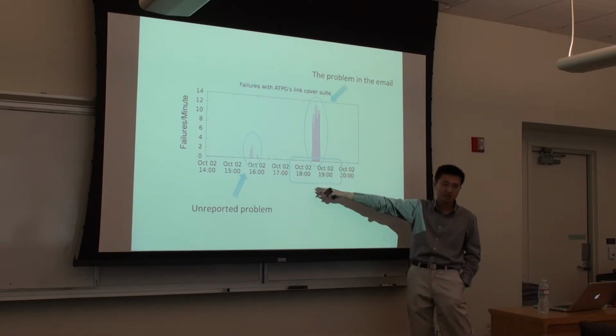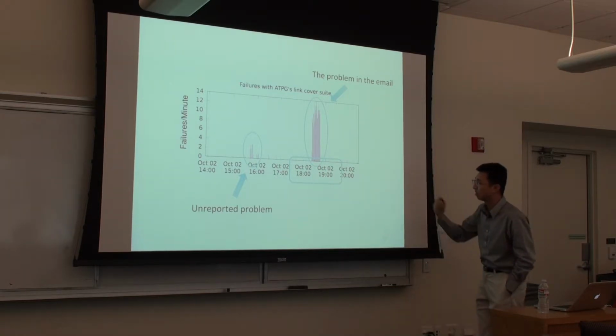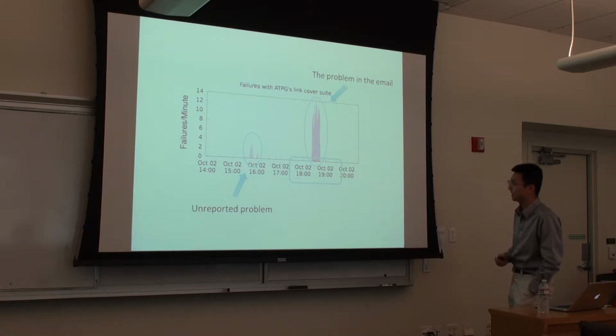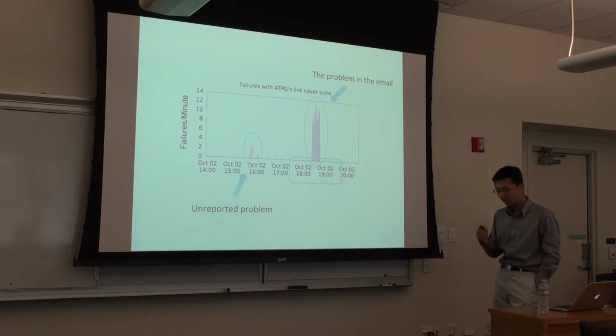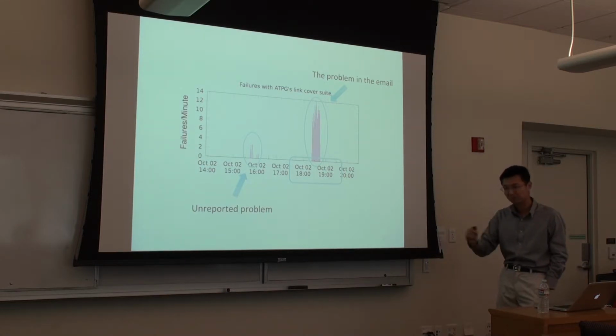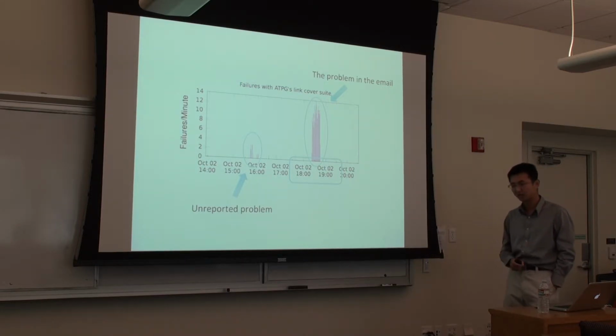It happens between 6 p.m. to 7 p.m. on October the 2nd. We've even seen a smaller unreported problem several hours before that. So this may be related. And in addition, we not only detect the problem, we triangulate the problem, and we go and ask the network engineers what happened, and we triangulate to the right spot in the network.